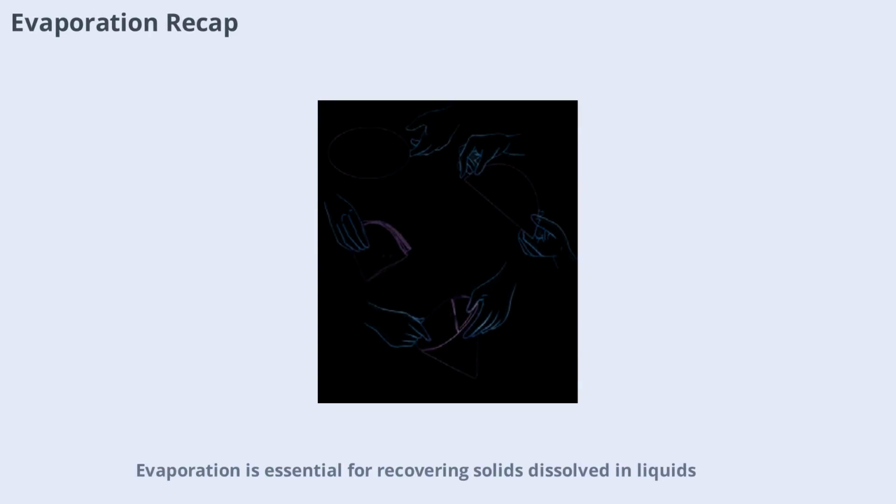Evaporation is essential for recovering solids dissolved in liquids. It's used in salt production from seawater and in laboratories to recover chemicals. The process is simple: just heat the mixture and let the liquid evaporate, leaving the solid behind.